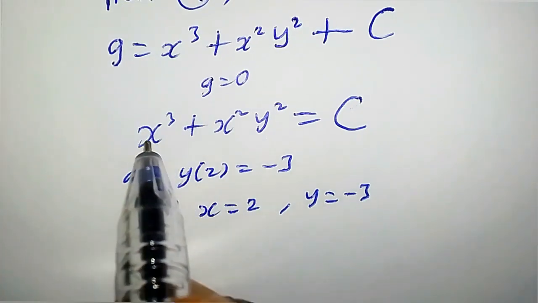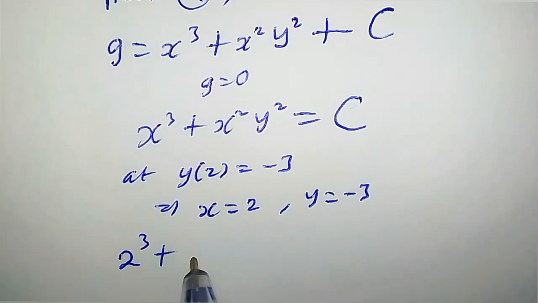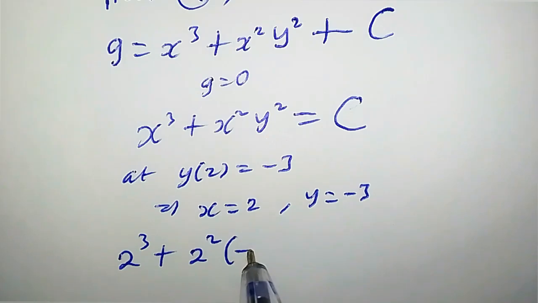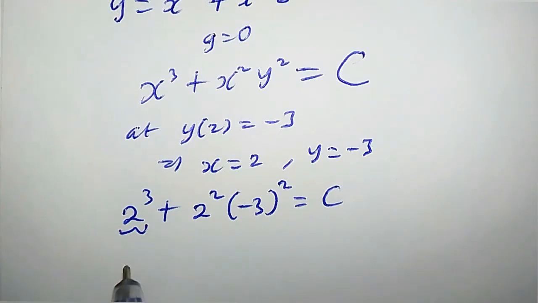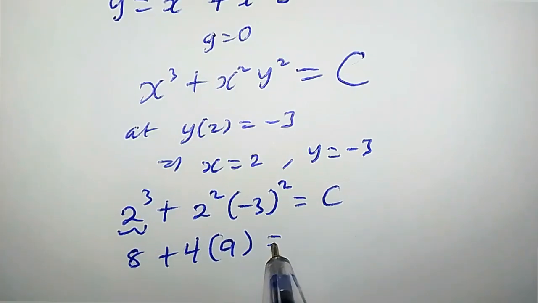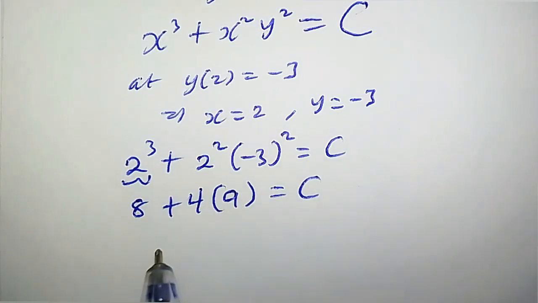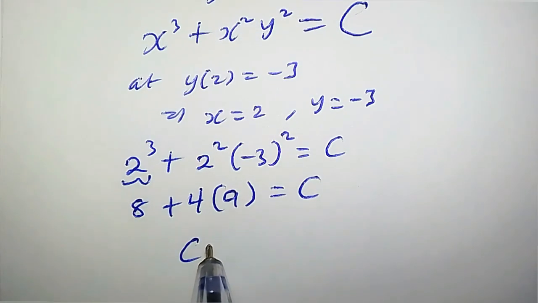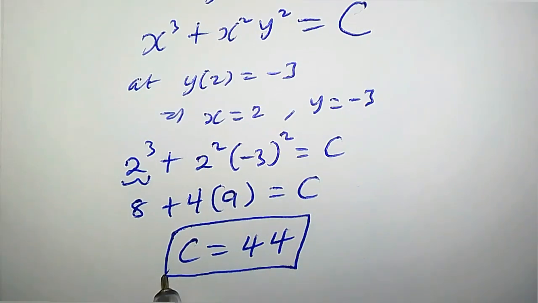Plugging these values here, we have 2 to the power of 3 plus 2 squared times y, which is minus 3, all squared, equal to c. What is 2 raised to 3? That is 8, plus 2 squared is 4 times minus 3 all squared, that is 9, equal to c. 4 times 9, that is 36. 36 plus 8, we have 44. So our c is equal to 44. This is the value of the constant.